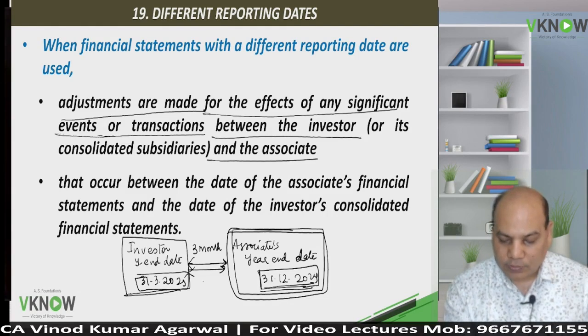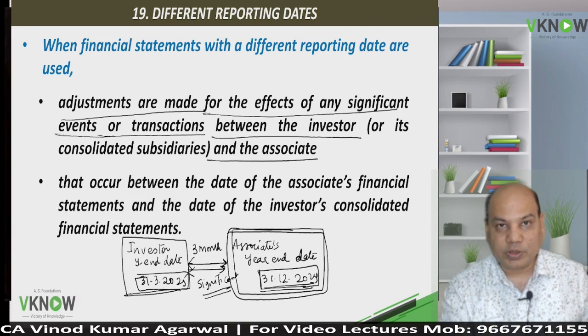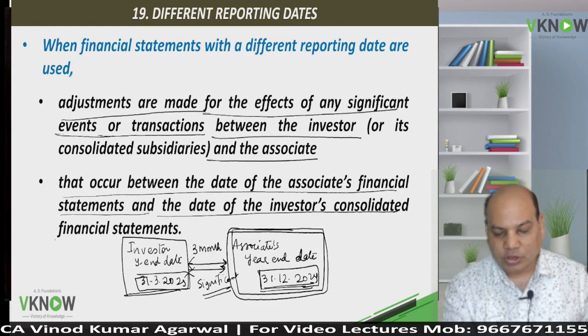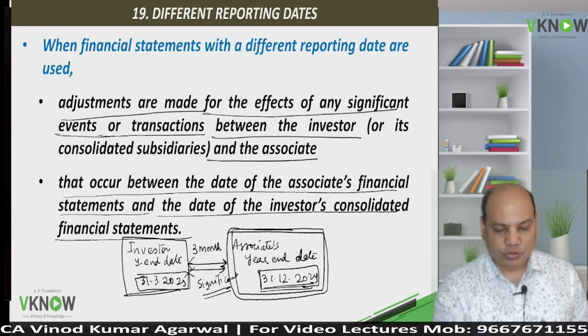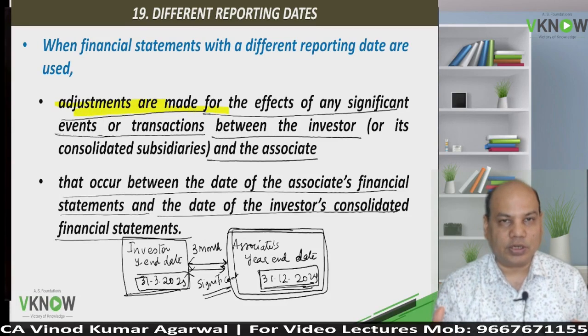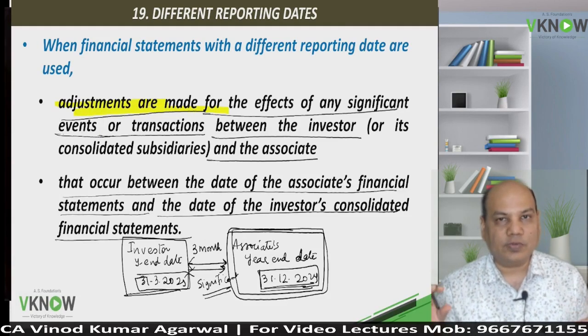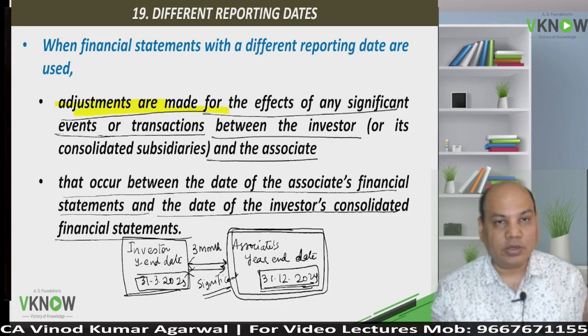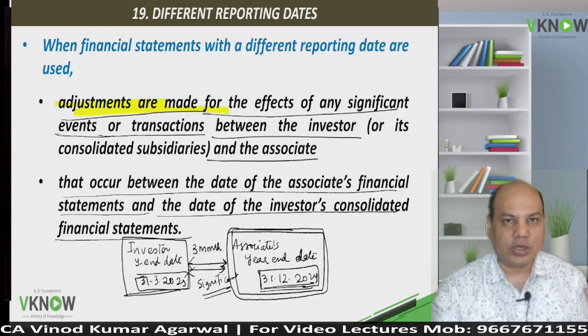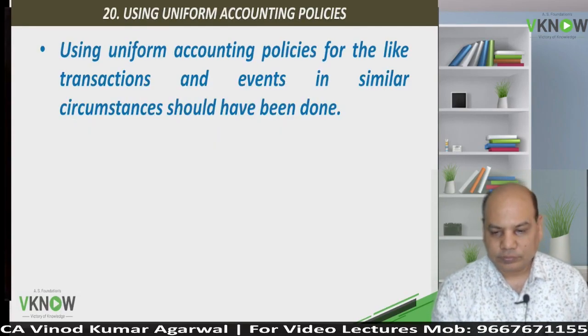So if there are significant transactions between these two dates which have taken place between the investor and associate, that occur between the date of associate financial statement and date of investor's consolidated financial statement. So the summary is that if there is a difference in reporting date, adjustments will be made for significant events and transactions that occur between the investor and the associate between these two dates.